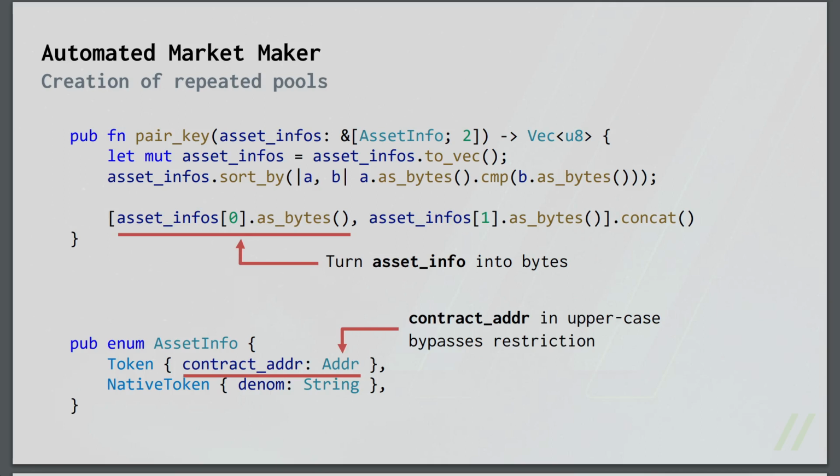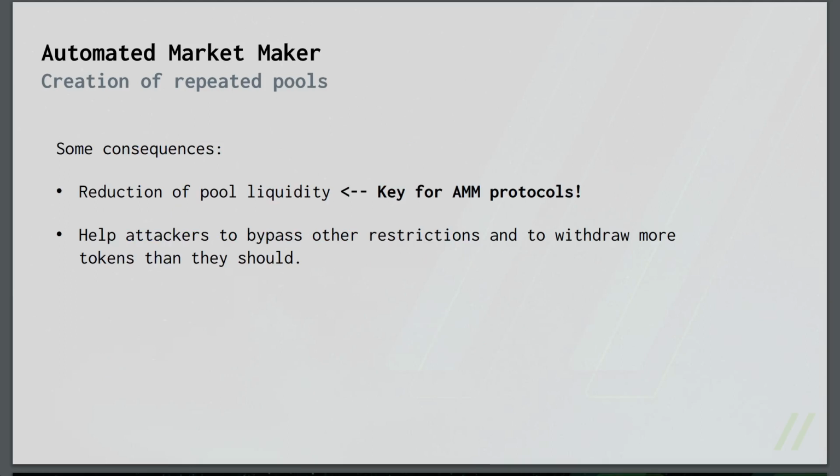So if you create a pair with a token with a contract address that is in uppercase, you can create a repeated pool, and you can do it up to 4 times. At the end, you have 4 liquidity pools, and again, you fragment the liquidity for the AMM protocol, and it creates that unexpected situation. Some consequences: a reduction of pool liquidity, that is key, as I mentioned, and in some scenarios, it even helps attackers to bypass other restrictions to withdraw more tokens than they should. That's obviously, again, bad for the protocol.